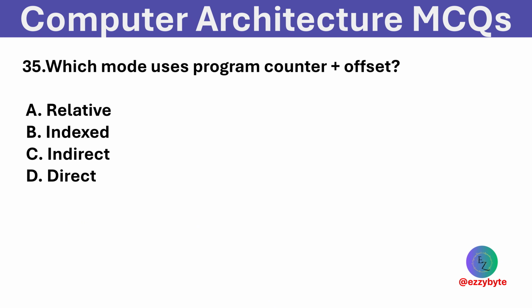Which mode uses program counter plus offset? Options are relative, indexed, indirect, and direct. Option A is correct. Relative addressing is often used for branching in instructions.